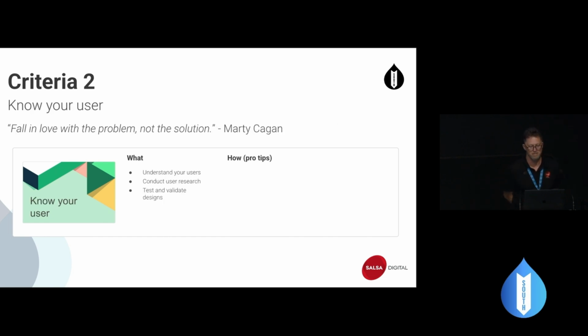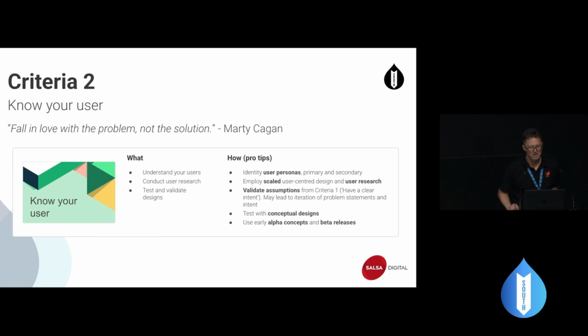Criteria number 2, know your user. From the standard, you'll see things like understand your users, test and validate designs, these types of things. So again, how? Things that I've seen work well is identification or identify user personas. And you have your primary personas, your secondary, maybe others. Document them. Use them in conceptual discussions.